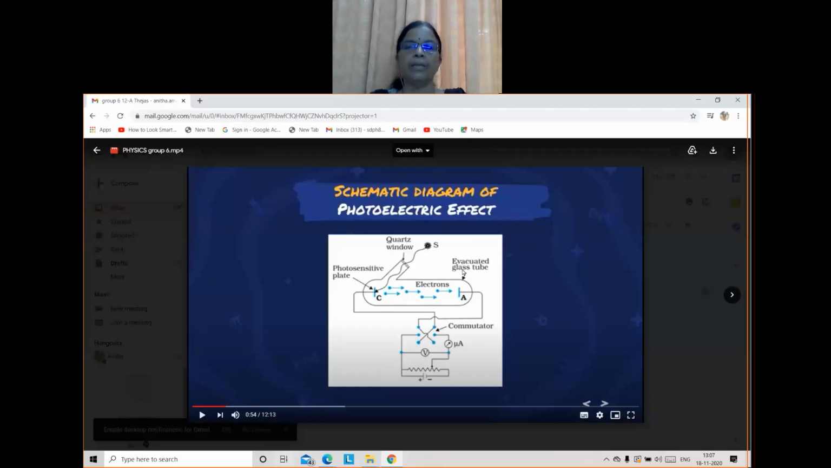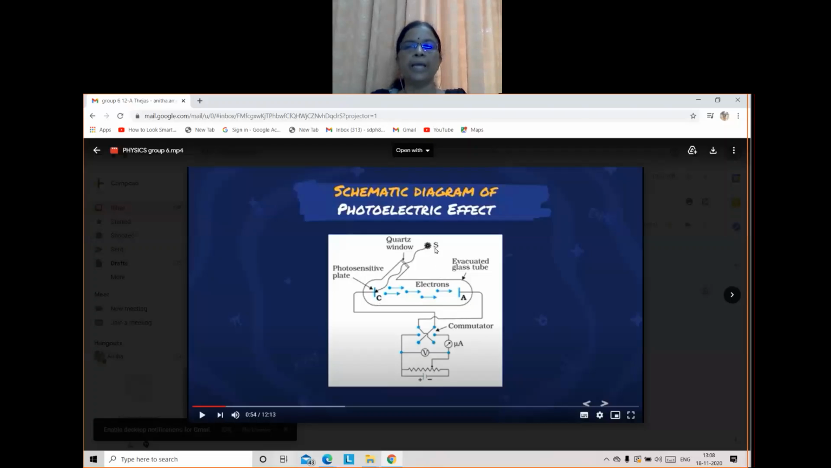And you can see an evacuated glass tube, and two plates, C and A, they are metallic plates. And between them, a potential difference is applied. Actually, there is something wrong here. C is to be connected to negative, and A is to be connected to positive. Here some correction is there. A is connected to positive, the anode, and C is connected to negative.